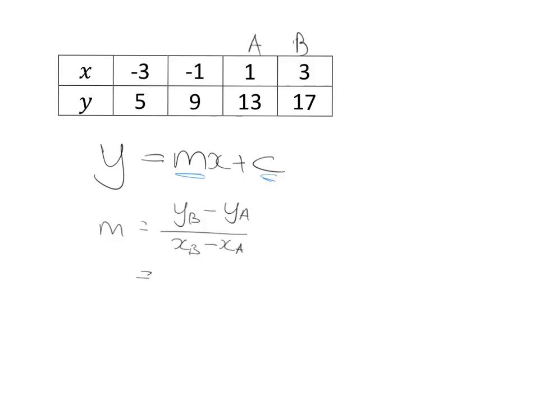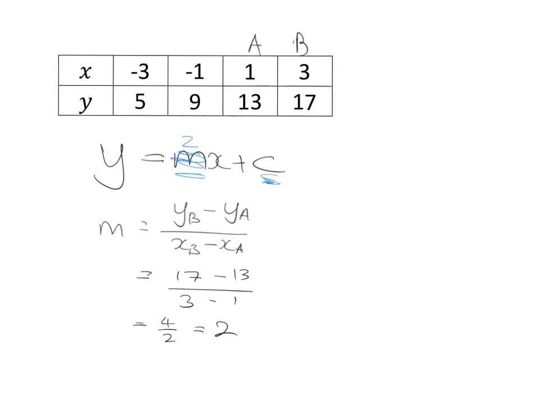Okay. So here y of b is 17 and y of a is 13, and the x value of b is 3 and the x value of a is 1. So I'm going to get 4 over 2, which is 2. So now I know that my gradient here is 2. My m value is 2.